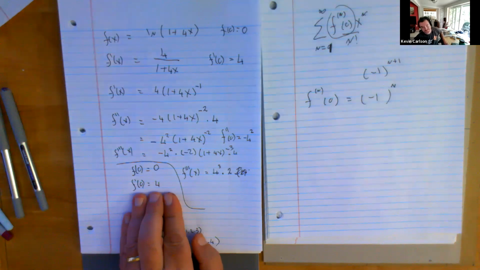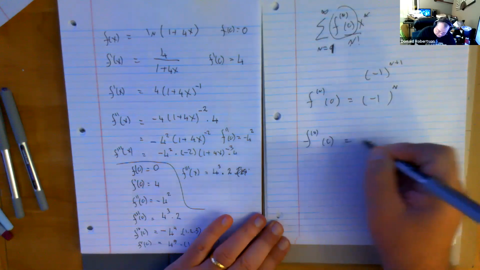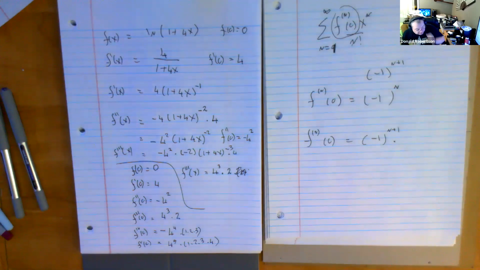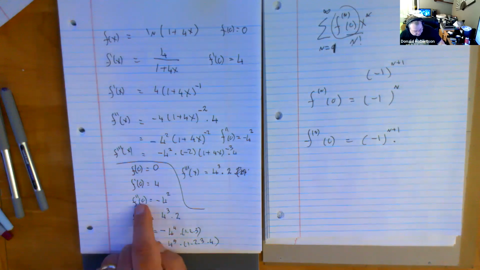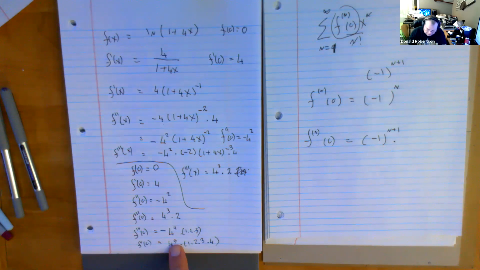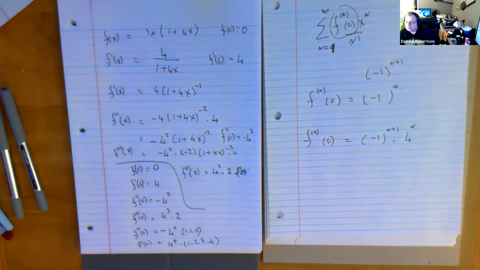N plus 1. Okay, so that means I got that bit sorted out. Moving on. If the second derivative gives you 4 squared, and the fourth derivative gives you 4 to the 4, and the fifth derivative gives you 4 to the 5, would you agree that the nth derivative will give you 4 to the n?